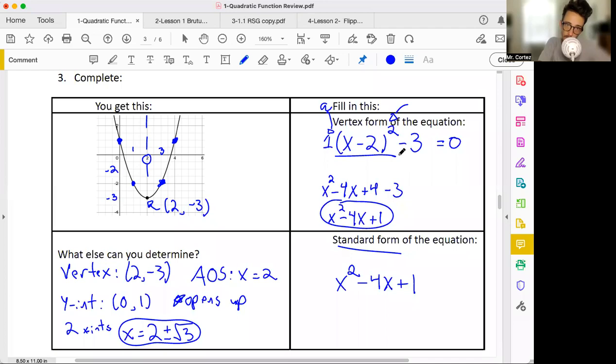So, if you scoot this over, you add 3, you take a square root of that, make it plus minus, and then move the 2 over. You have 2 x-intercepts where x equals 2 plus minus square root of 3.